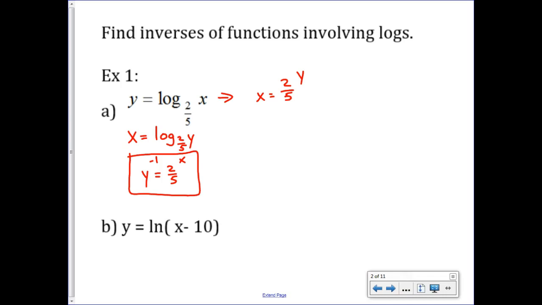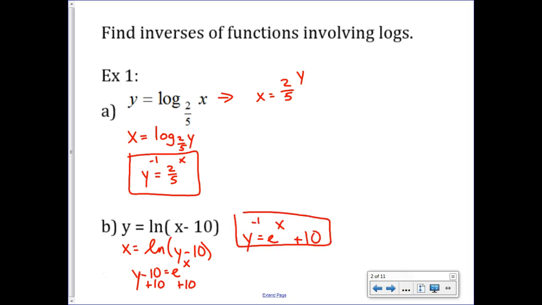All right, so in this one, since we have natural log, we know that our base is e. I'm going to go ahead and switch the x and the y. So if my base is e, then I have y minus 10 is equal to e to the x. And so then I need to add 10 to both sides. That 10 is not up in the exponent, so I have y equals e to the x plus 10, and that would be y inverse there.